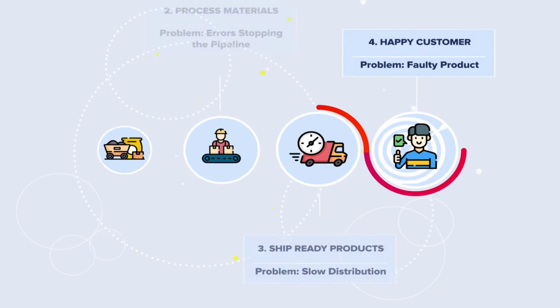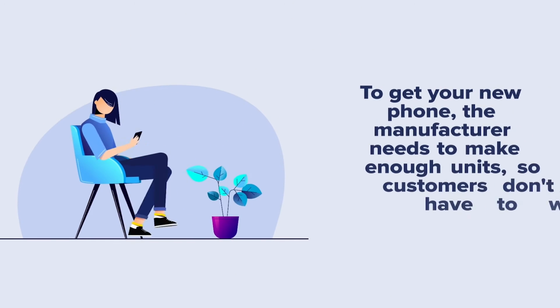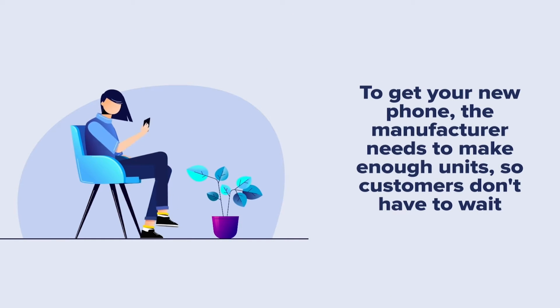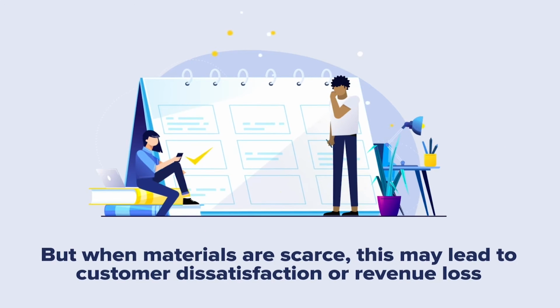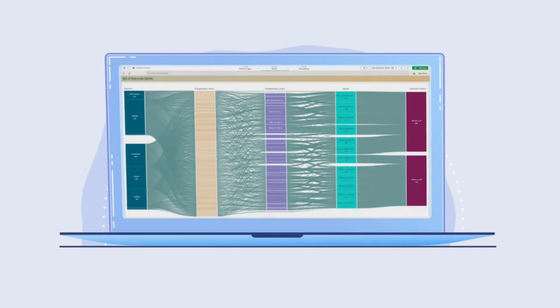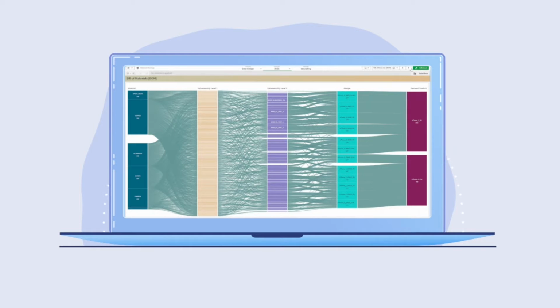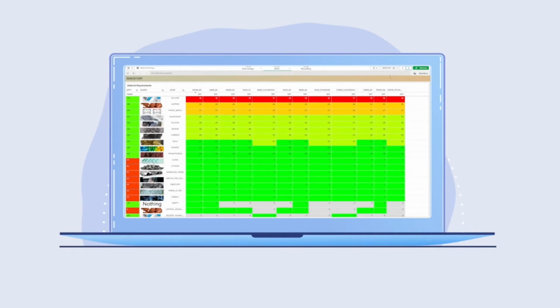manufacturing. For example, for you to receive your new phone on time, the manufacturer needs to produce enough phones to satisfy the demand and not keep the customers waiting. But when materials are scarce, this may turn into an issue that could lead to customer dissatisfaction and even revenue loss. Here's how our clear-to-build solution can help the manufacturer fulfill their demand in this case.